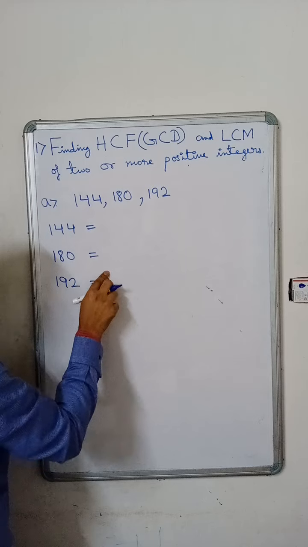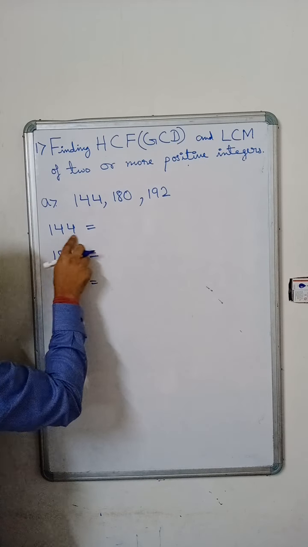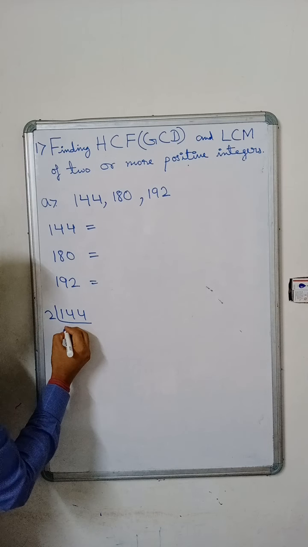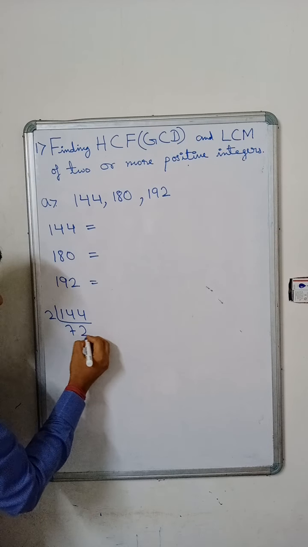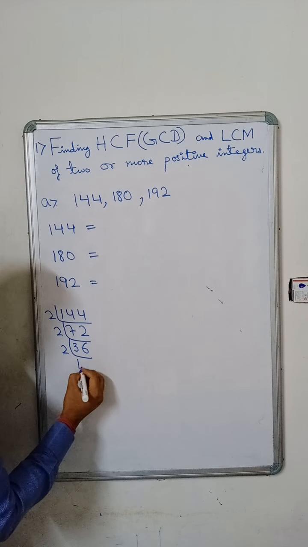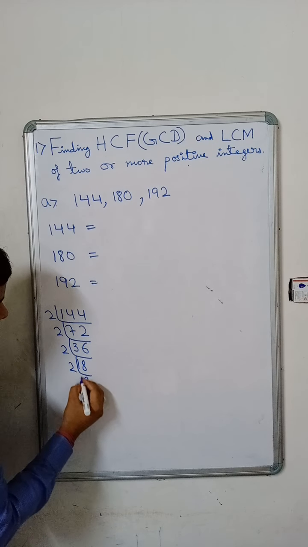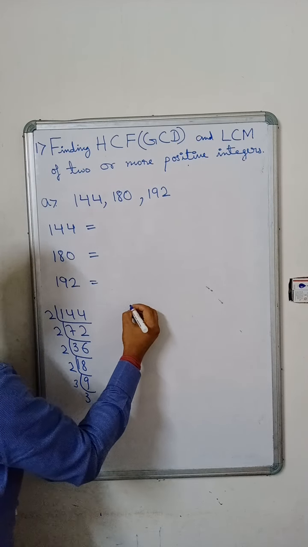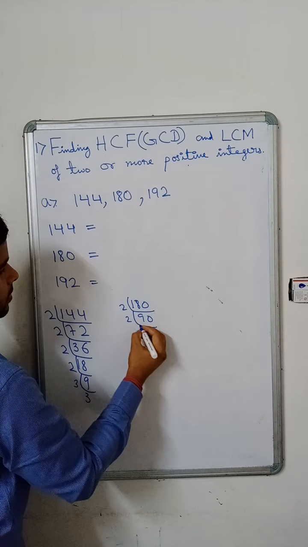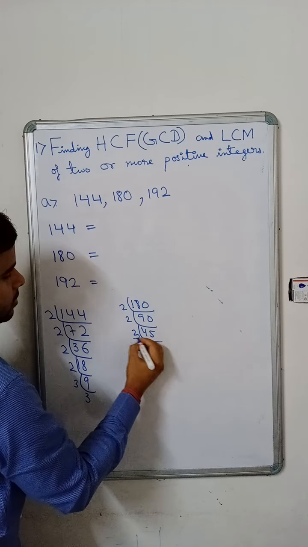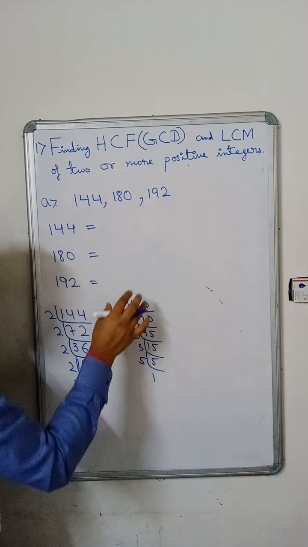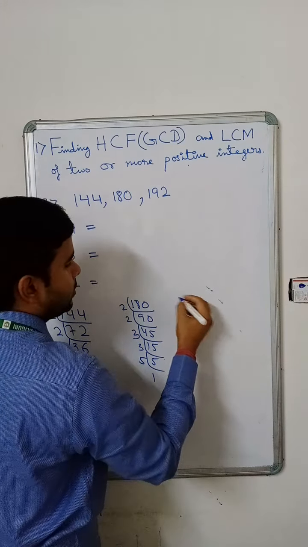So I begin with the first number, that is 144, and let us factorize. 2 sevens are 14, 2 twos are 4, 2 threes are 6, 2 sixes are 12, 18 times... 9, 3. Then 180, 90, 45... You all know this, okay? You know how to factorize into prime factors.